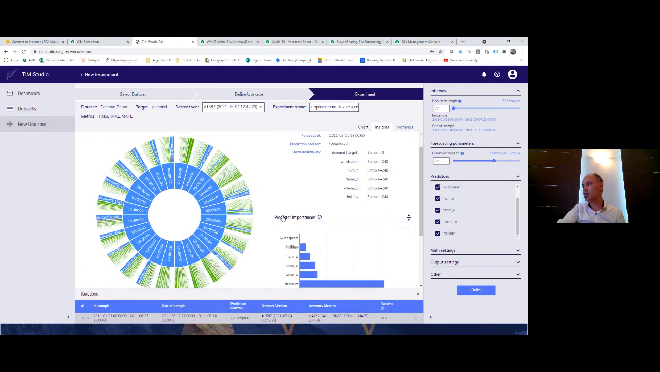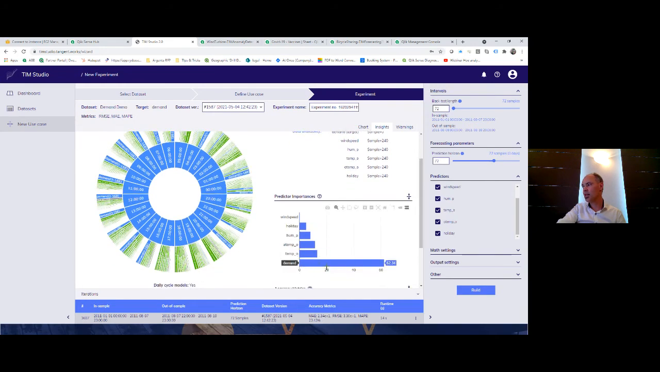In this case, we see here, for example, our predictor importances. So in this case, we see that demand counted for 62%, while, for example, the temperature itself was taken into account for 13%. This is all on an average level, because basically what TIM does, because it's hourly data, it will also regenerate that model automatically for every hour.